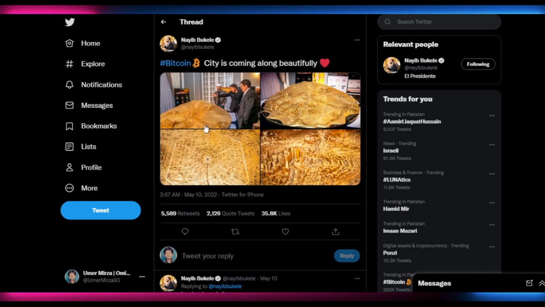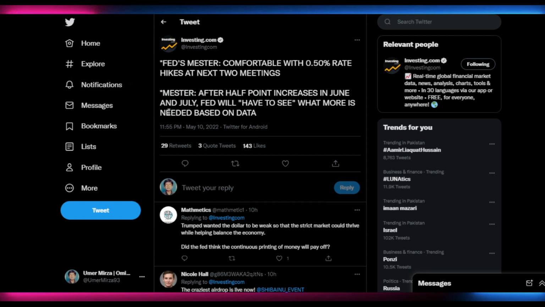So probably this is a structure right now. It's just a figure that they are going to be using to construct the city. Maybe they wanted to keep it in gold because it looks attractive for investors, and I'm sure a lot of people are going to be aping into that too.